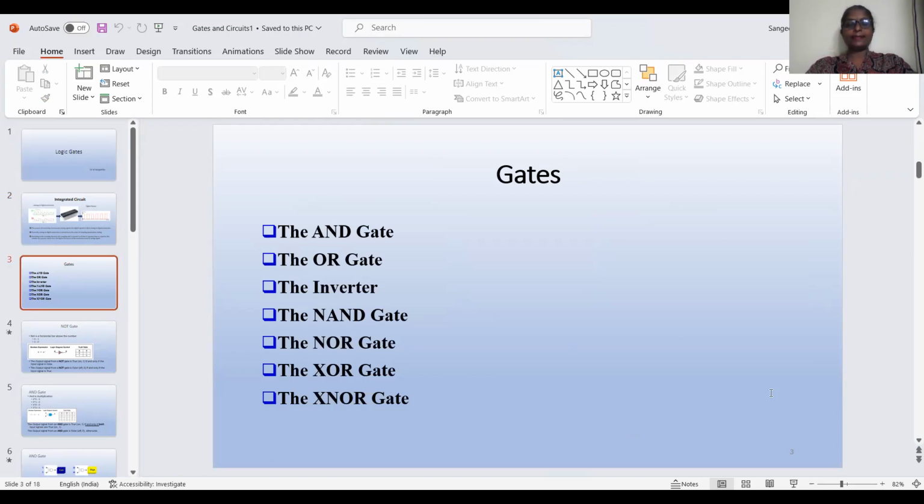Now, getting into basic gates: AND, OR, and inverter are the basic gates. NAND and NOR are universal gates. Other than basic gates and universal gates, we have the XOR gate and the XNOR gate.